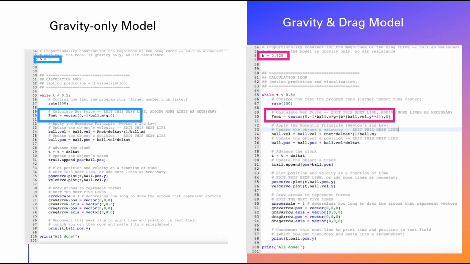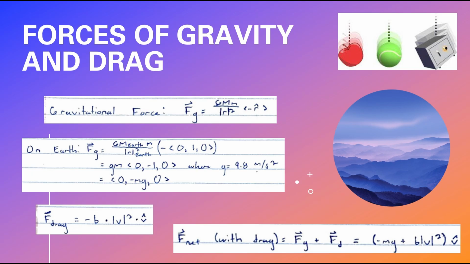So for the gravity-only model, you can see b equals 0 because there's no drag. And so for F net, I don't factor in drag at all. It's just negative mg, which is gravity. And then for the gravity and drag model, we can see my derived b value. And then we can see that the F net in the y direction is negative mg plus b times v squared. So that's consistent with the formula we presented on this slide.